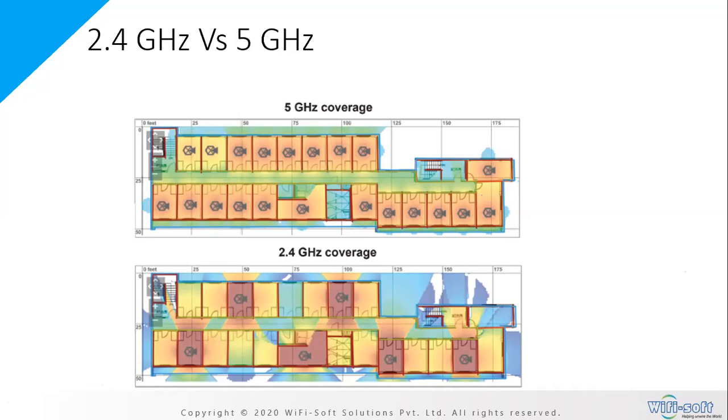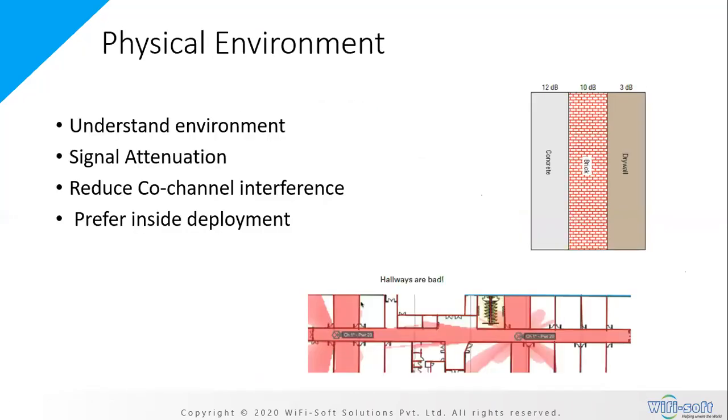So that's when you need to basically reduce the transmit power of the 2.4 gigahertz, or you can even shut off some of the 2.4 gigahertz channels when you are designing your networks. So you have to look into these aspects when you design your RF networks.